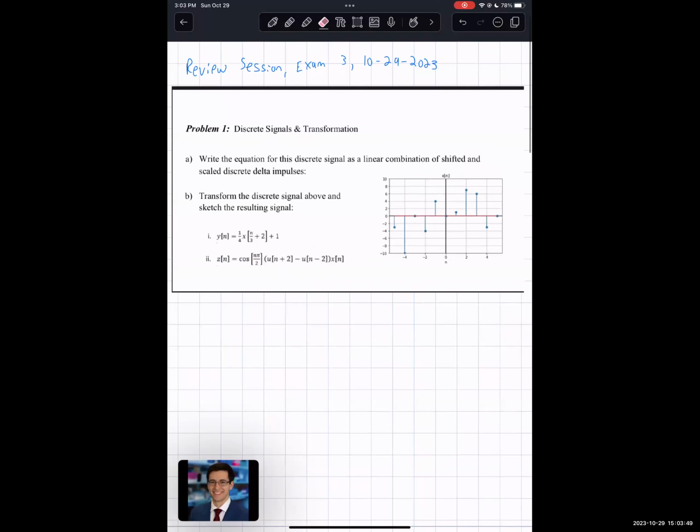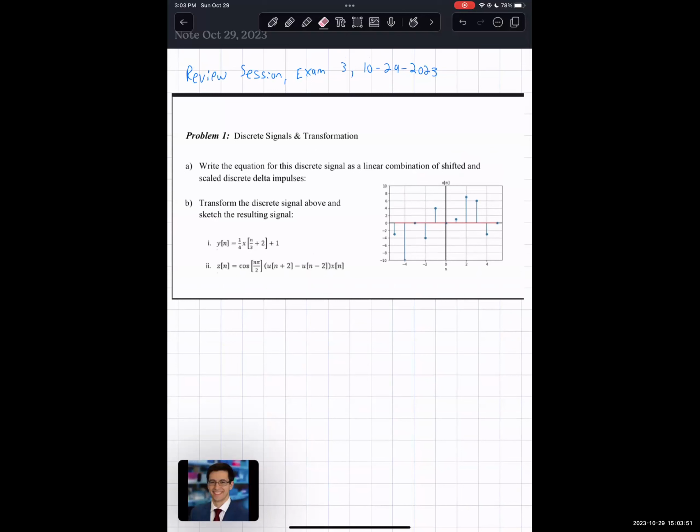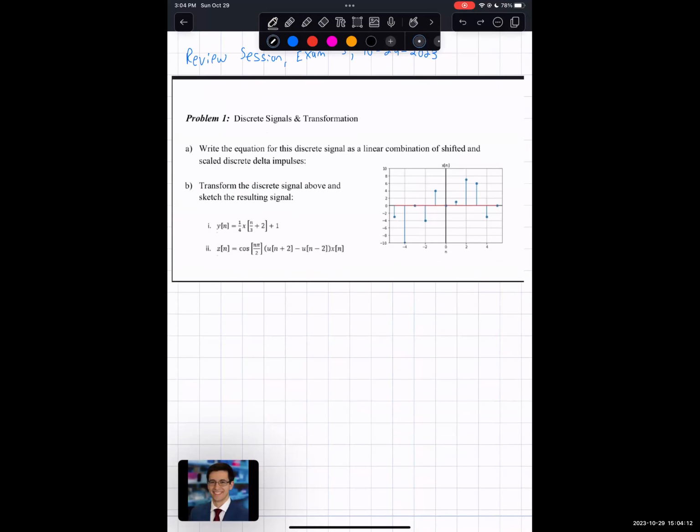Okay, so here's our x of n given, and this first problem is going to be discussing discrete signals and their transformations. So here we have an x of n, and the first part of the problem is to write it out in terms of a linear combination of shifted and scaled discrete delta impulses.